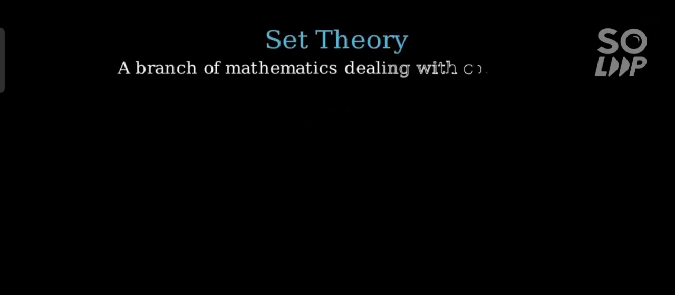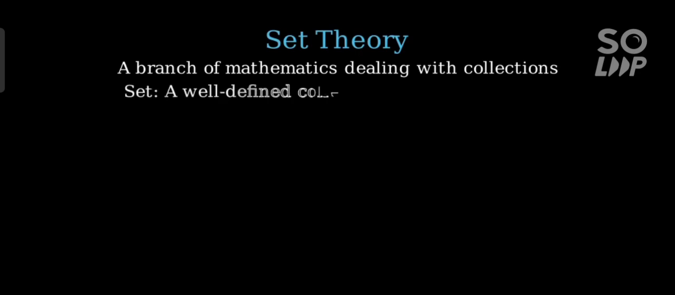Let's explore set theory. Set theory is a branch of mathematics that deals with collections of objects. A set is simply a well-defined collection of distinct objects. By well-defined, we mean that there should be a clear rule to determine whether an object belongs to the set or not. The objects in a set are called its elements or members.